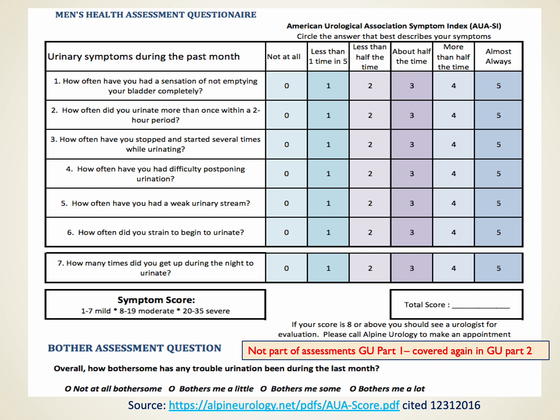How often do they need to urinate in a 2-hour period? How often have they stopped or started several times while urinating? Have they had difficulty postponing urination? Do they have a weak urine stream? Do they have to strain to start urinating? And how many times do they get up in the night to pee?